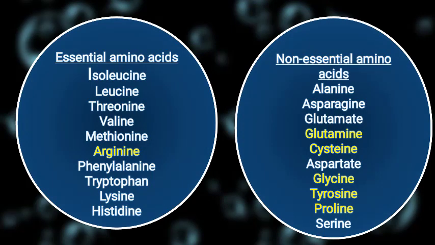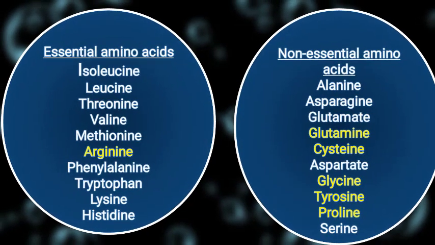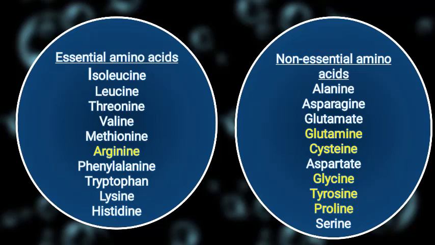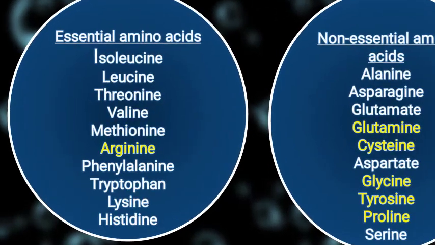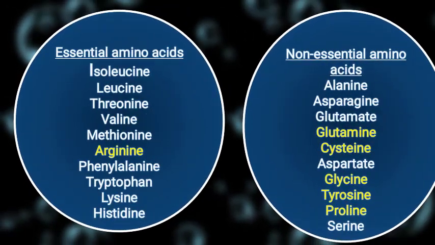Now you can see quite clearly the essential amino acids having 10 members and the non-essential amino acids having 10 members. The yellow ones that I've highlighted are the conditionally essential amino acids. Now one thing to note here is that there is one conditionally essential amino acid present in the essential amino acids. As I've already stated, conditionally essential amino acids are required only under certain conditions.